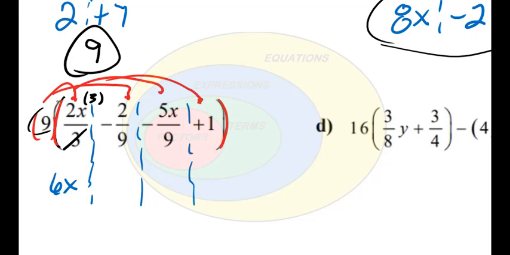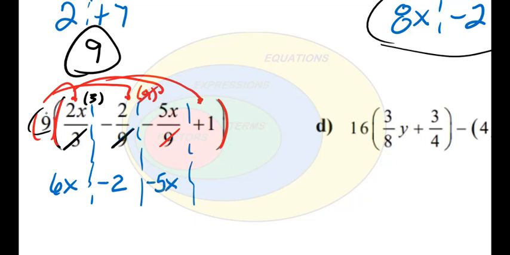I know I'm going to take 9 times negative 2 over 9. Now the 9 in the numerator that gets multiplied will cancel with the 9 in the denominator. What's left is just the negative 2. Then let's go to the next term. Again, the 9, when I bring it over and multiply, the 9s will cancel. So what's left here is just a negative 5x.